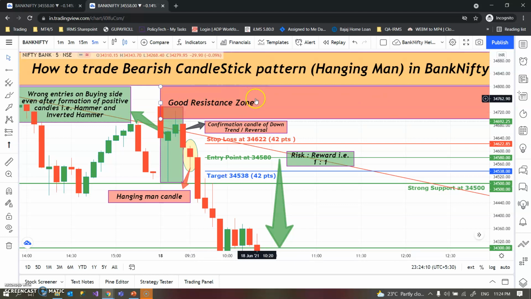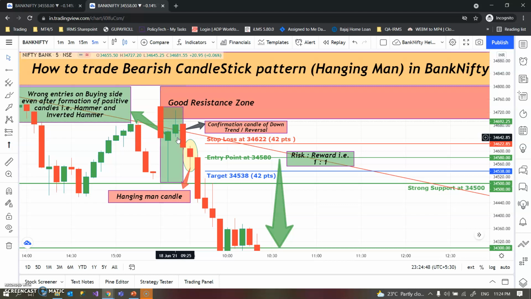So we saw on the 18th that Bank Nifty opened with a gap up and faced the resistance of this particular zone. We also saw formation of 2 positive candles: one is hammer and second is inverted hammer. So are we going to take the trade on buying side? If your answer is yes, then you would get trapped in this situation, because I always keep on saying we need to take the trades based on formation of a particular candle at support and resistance.